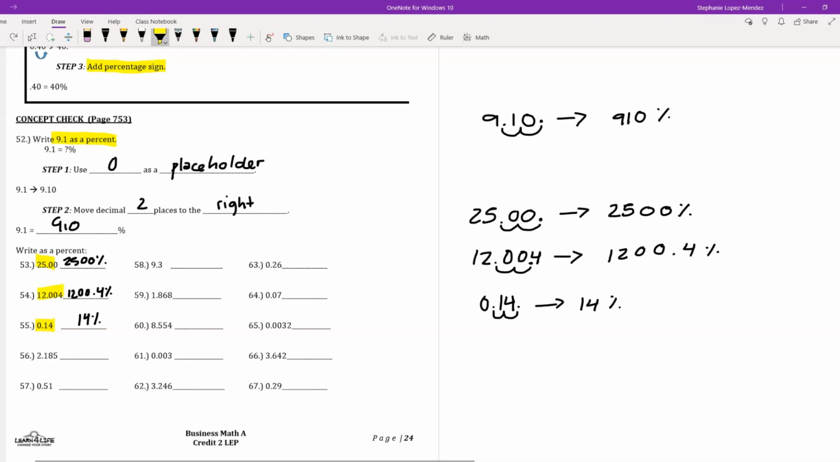Now I have problem number 56, 2.185. I write down 2.185. And I don't have to add any zeros because I have enough numbers. So I just move my decimal 2 places to the right. And now I have 218.5%. So now I just write my answer here.